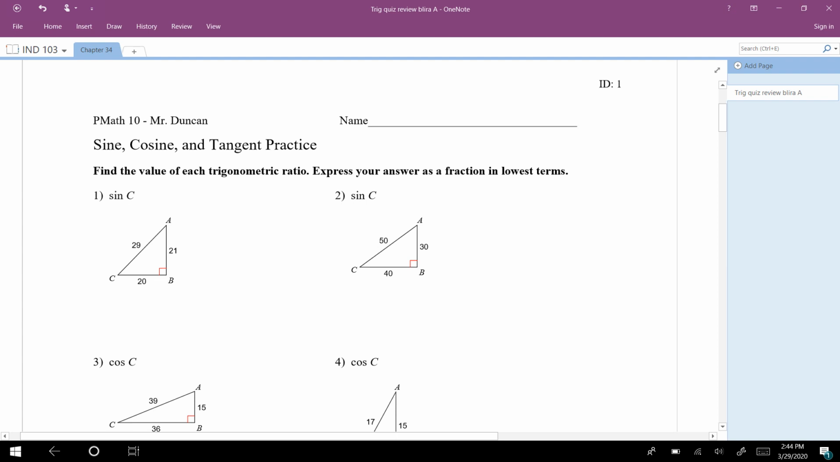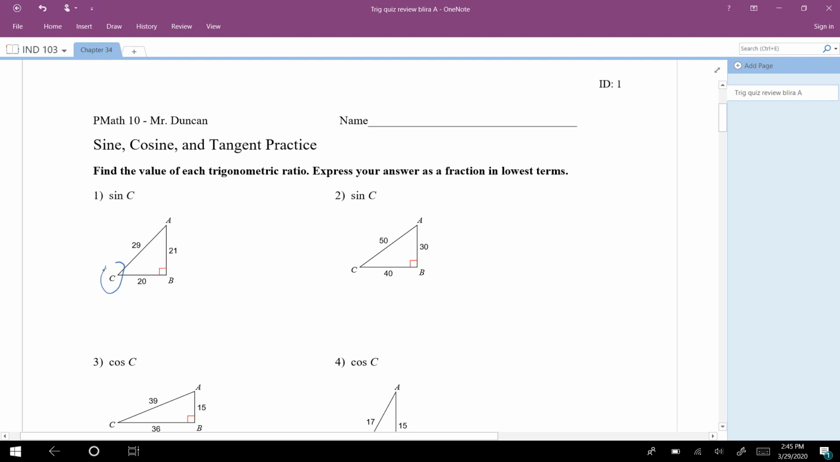All right, we're back. Now let's look at this worksheet, which I ripped off the web. Let's look at the first one. It says, find the value of each trigonometric ratio and express your answer as a fraction in lowest terms. This just wants you to show you understand SOHCAHTOA.